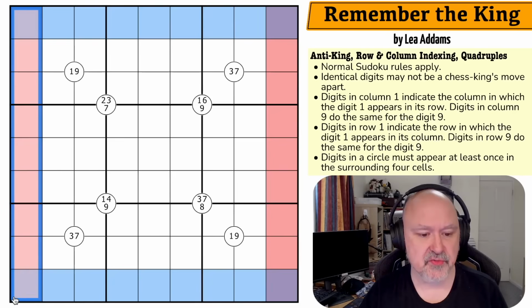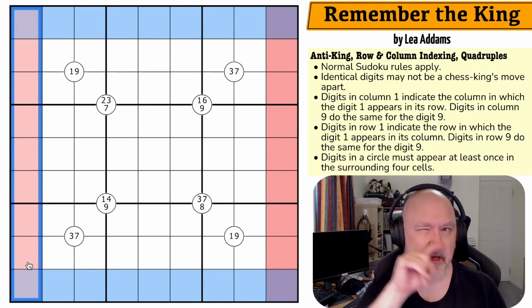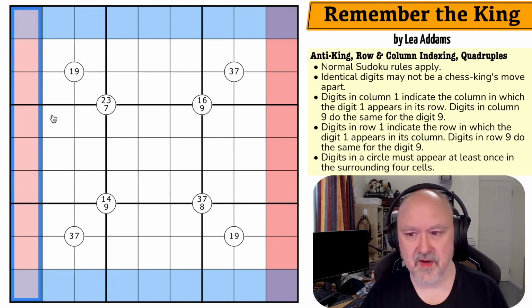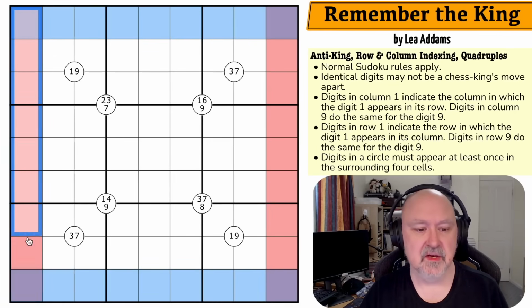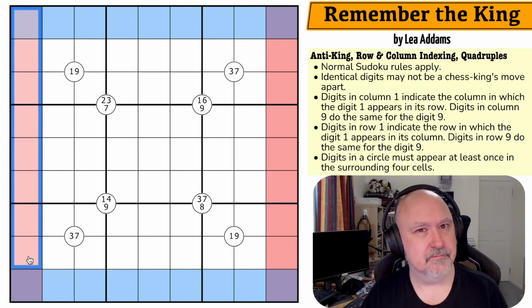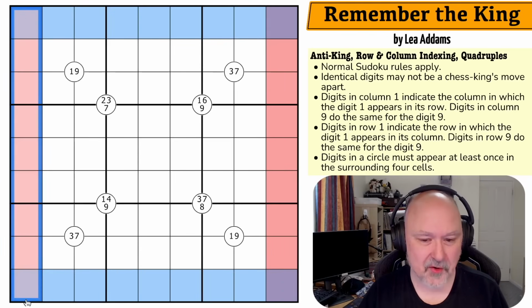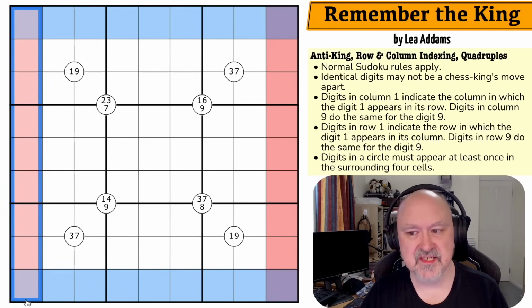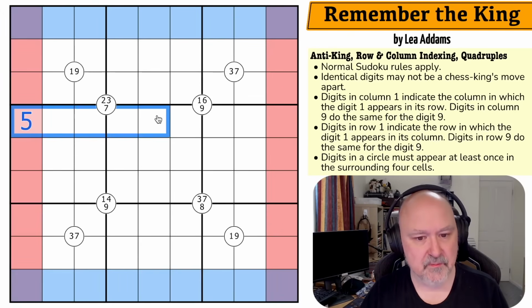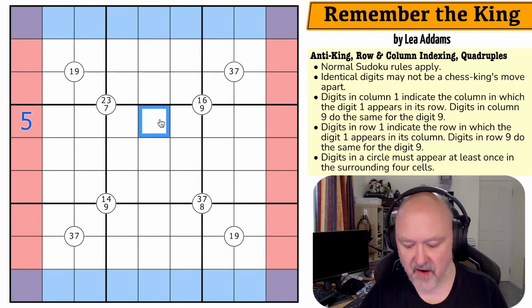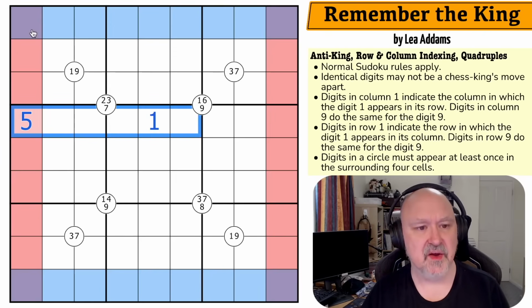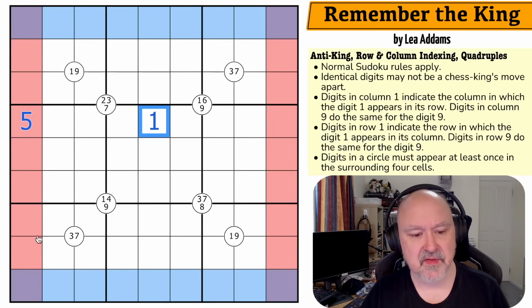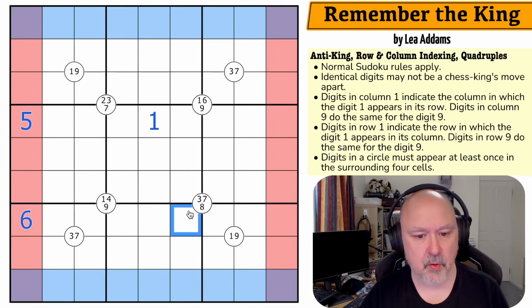Anyway, now we get to the row indexing, I think it is. It's tricky, because the indexing in column 1: digits in column 1 indicate the column, so it's column indexing. I always get that wrong. Doesn't matter. The digits that are placed in column 1 indicate the column in which the digit 1 appears in its row. So, for example, if we were to put a 5 here, it would mean that a 1 has to go in column 5 in that row. So I think it is row indexing, so in the columns, we get row indexing. So a 5 here puts a 1 here. And if we were to put a 6 here, that would put a 1 here.